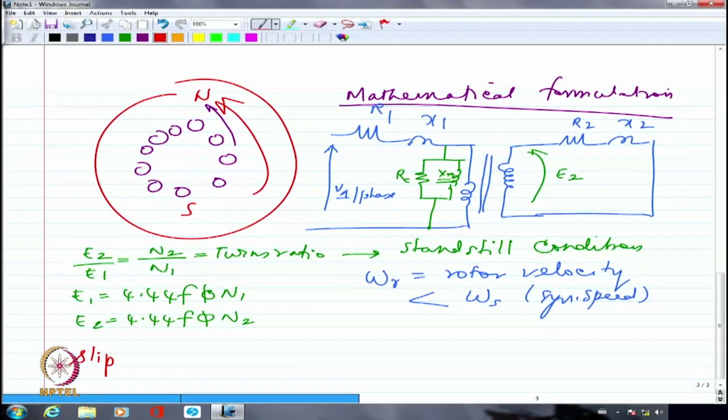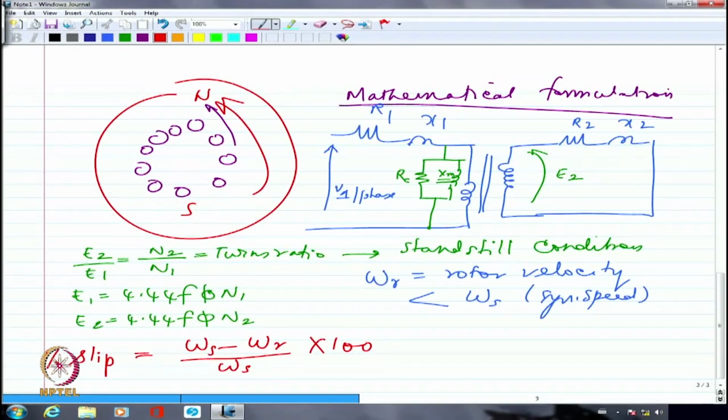Slip is defined as the difference between the revolving magnetic field speed and the rotor velocity. So I am going to say slip is equal to omega s minus omega r, but generally it is expressed with respect to omega s, because omega s is a fixed quantity for a given frequency and a given number of poles. And I can express it as percentage slip, in which case I will multiply by 100.